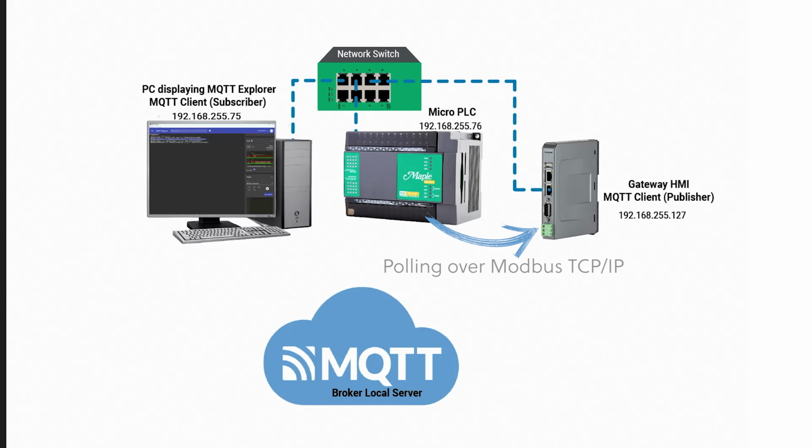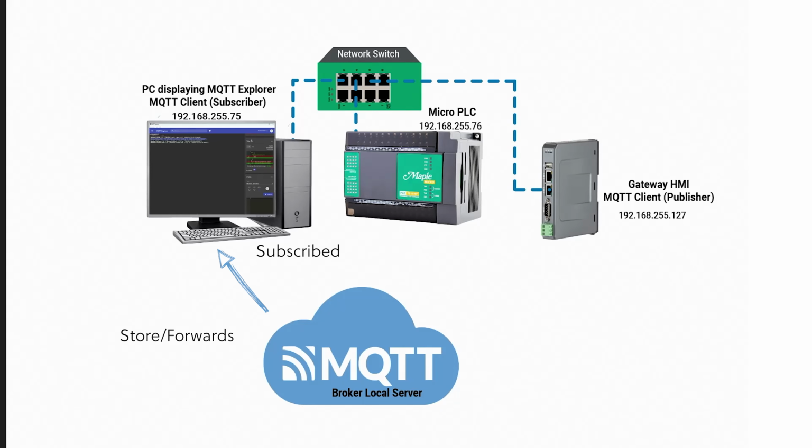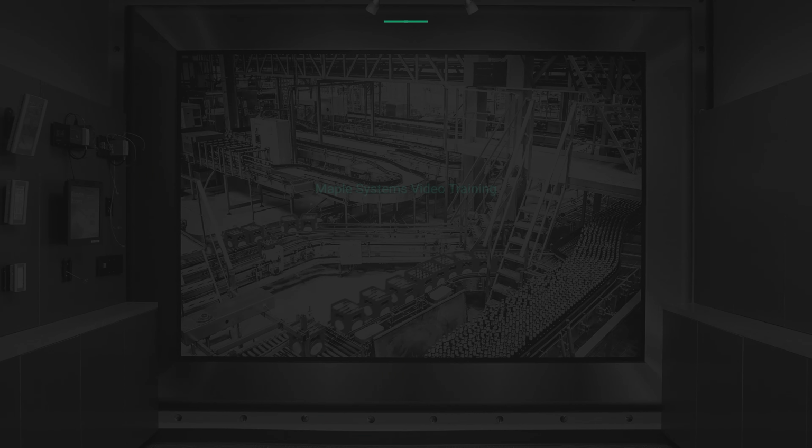The gateway polls the PLC for the data, then publishes that data to the MQTT broker. MQTT Explorer then connects to the same broker as a subscriber, so we can monitor the published topics in real time.